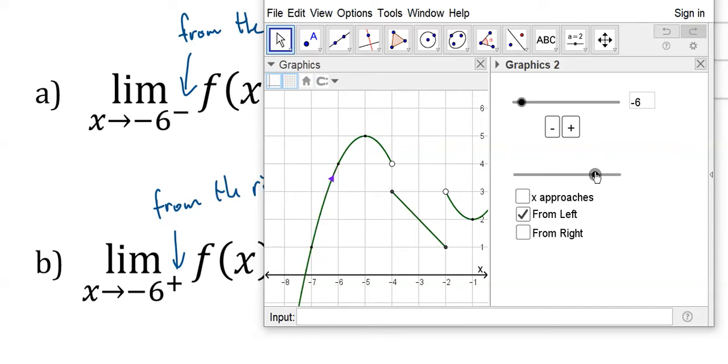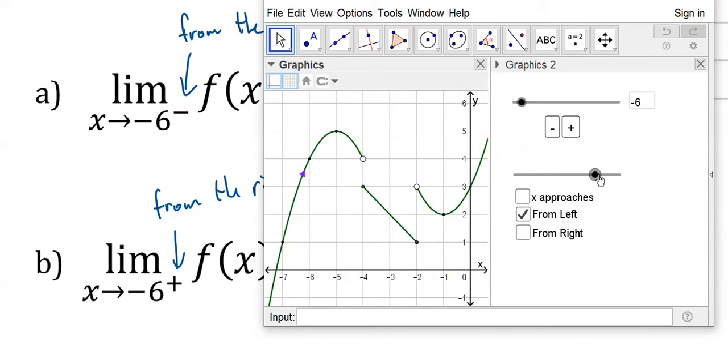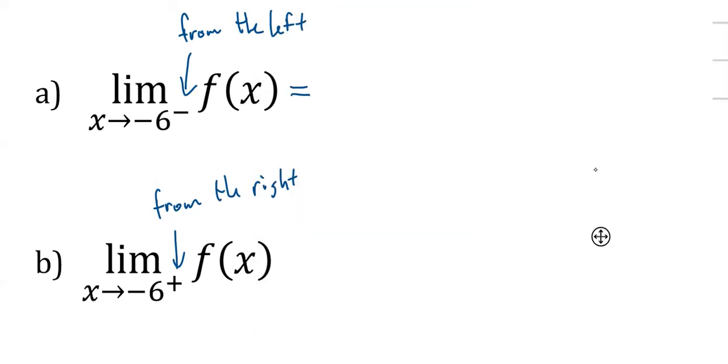Can you see what y value it's approaching? Anybody confident enough to hazard a guess? It's not more complex than your intuition says right now, I think. 4. That's exactly right. Very good. Well done. The limit as x approaches negative 6 from the left of f at x does equal 4.